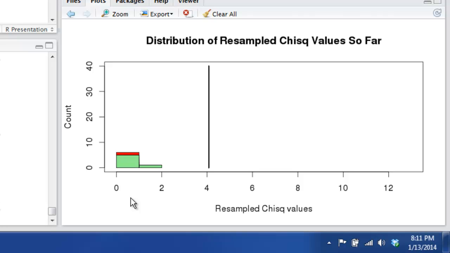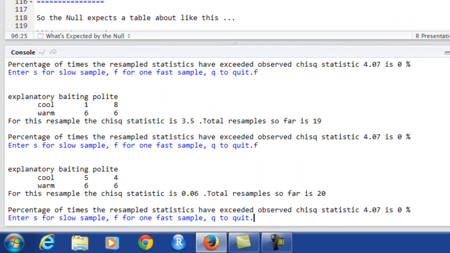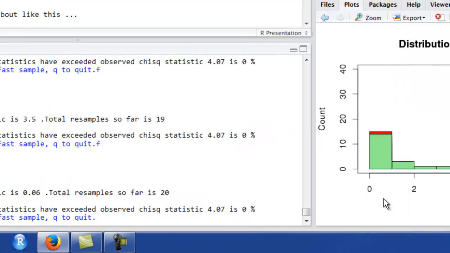So far we seem to be getting pretty small chi-square statistics. We just got one a little bit over 2. Mostly we're getting pretty small ones. Let's take a look and see what we have so far back in the console. And we see that we've taken 20 resamples so far, but in none of those cases has the chi-square statistic exceeded 4.07. Let's keep taking resamples though.